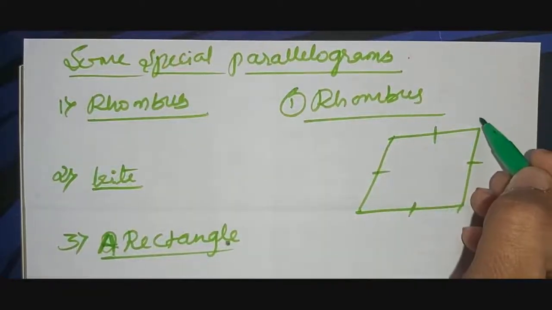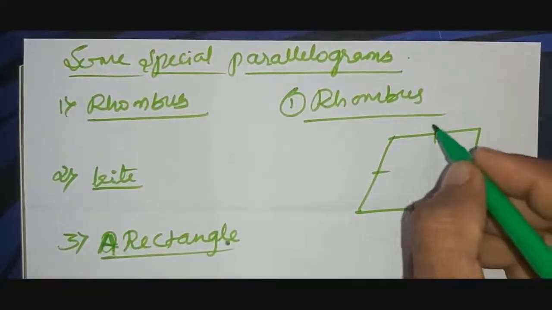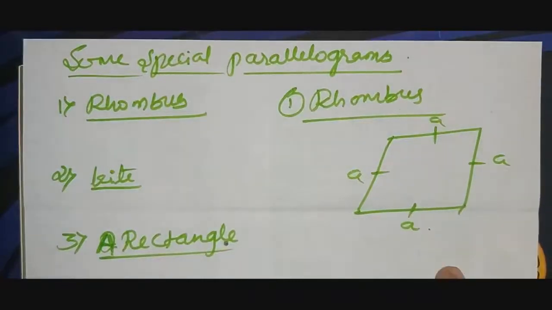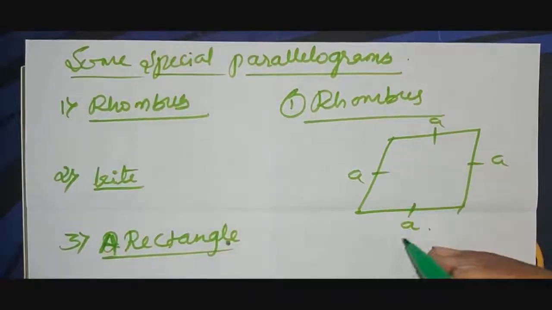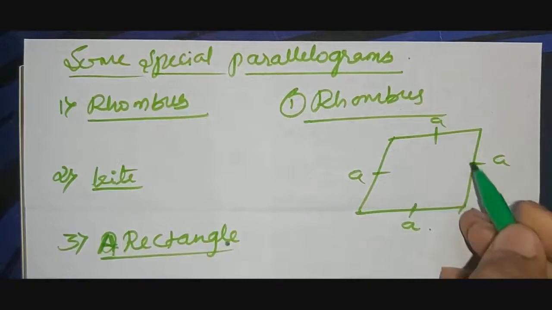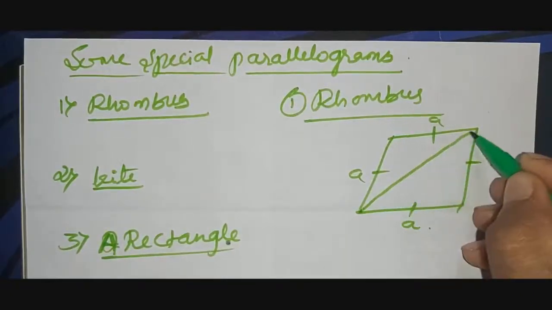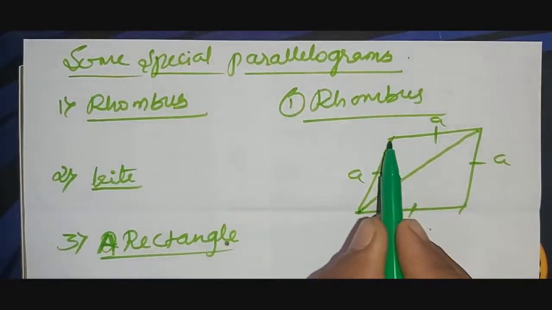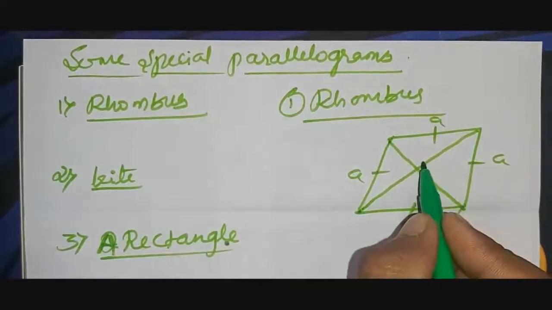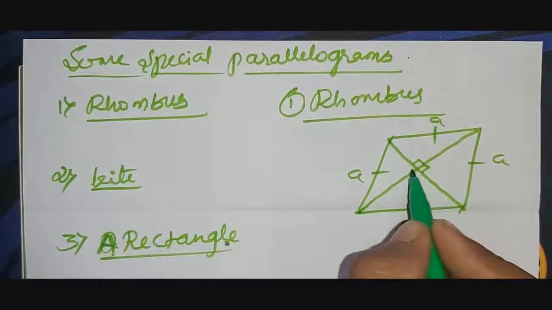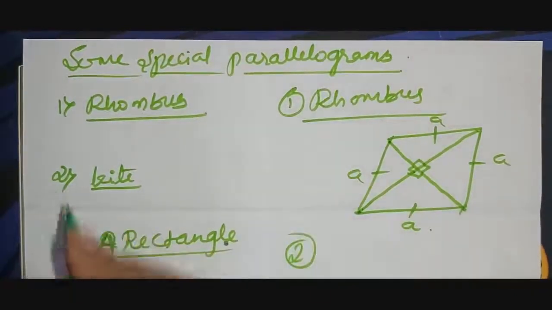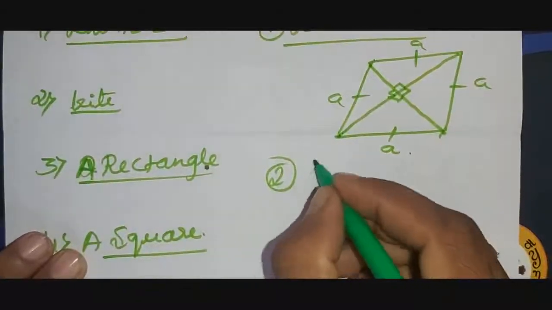A rhombus is a parallelogram with sides of equal length, right? For this rhombus, having all the properties of parallelograms, and in a rhombus, diagonals are perpendicular to each other. Diagonals are perpendicular to each other, right? Now the second one is kite.